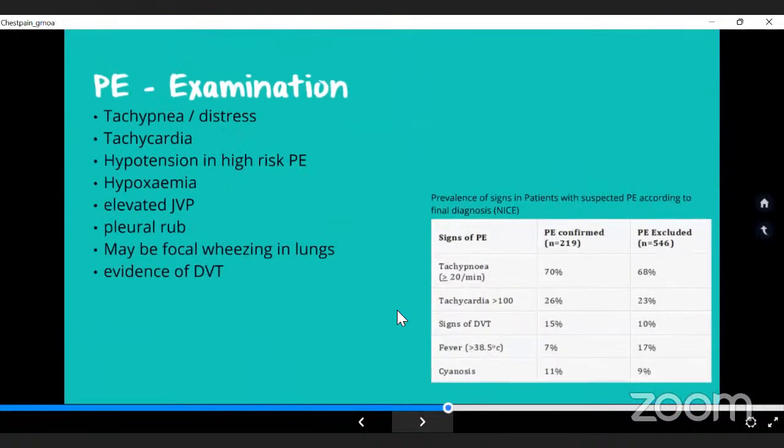Okay, examination. Patients are tachycardic. The patient may be distressed. They are tachypneic, and hypotensive in high risk or major pulmonary embolism, because the blood flow is fully blocked in the right atrium or pulmonary arteries, that will cause poor blood supply to the left ventricle, or obstructive shock, causing hypotension. They are hypoxemic, and they can have a raised JVP, and if you are lucky, you might hear some pleural rub as well. You might be able to find evidence of DVT in this patient.